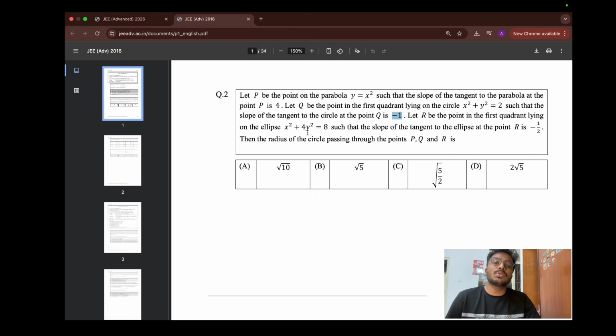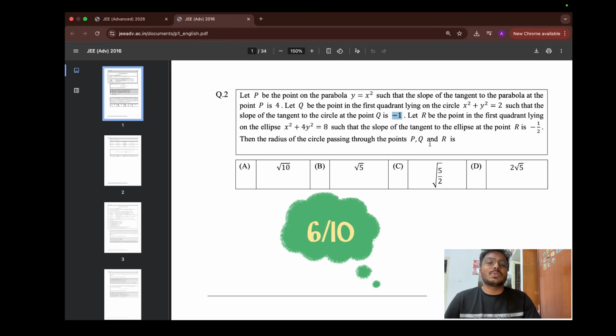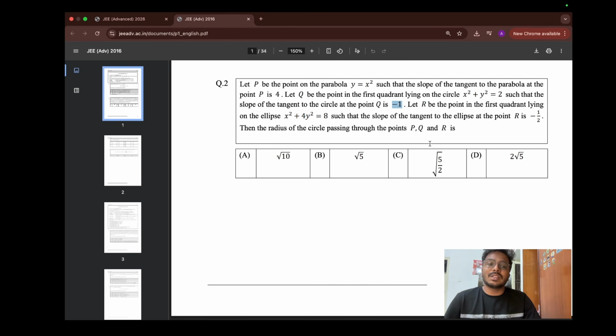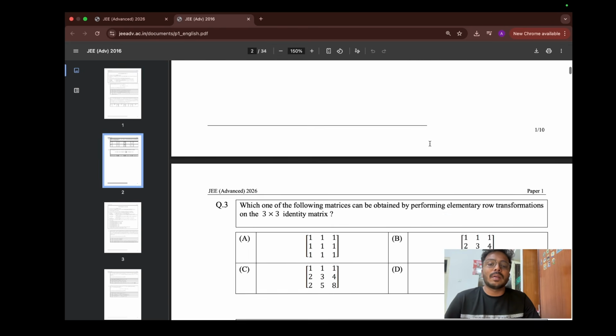And once you compute those points, deriving the radius of the circle from the 3 points is an easy task. I would say this is an NCERT question, and I would rate this question a 6. So if you are not able to solve this question in the examination hall, you should really question your abilities. So, a very easy question, a 6/10.